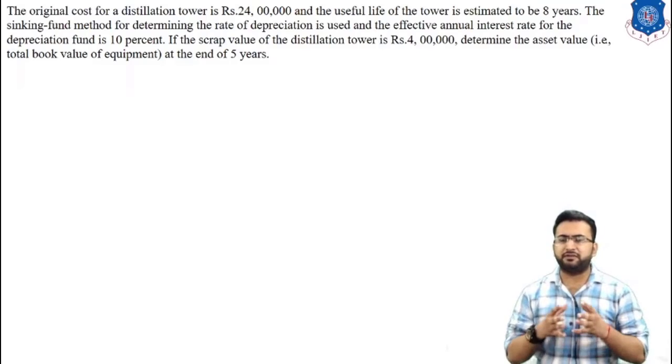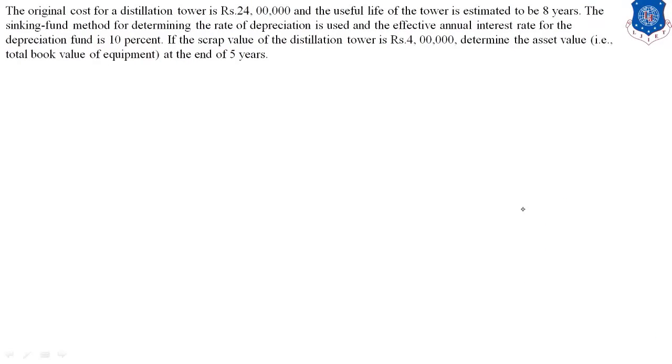So let's calculate this numerical. In the statement, given that the original cost of the distillation tower is 24 lakhs and the useful life for the tower is 8 years. The sinking fund method is used for determining the depreciation, and the salvage value, or scrap value, for the distillation column is 4 lakh rupees, and the asset value, or book value, we have to find for the 5th year. The interest rate for the depreciation fund is 10%.